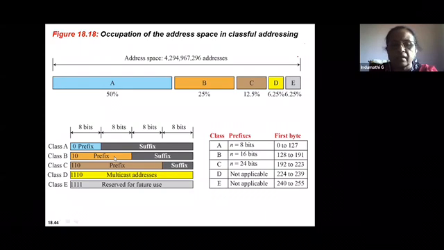And in B, it is 2 bytes, so the N value is 16 bits. In C, 3 bytes of prefix, 1 byte of suffix, so N is equal to 24 bits. And for D, we don't give any prefix value because it is used for multicast purposes. And the last one, class E, is reserved for future use. So I told you how you get 0 to 127 and 128 to 191. A similar procedure you can follow for the remaining classes.